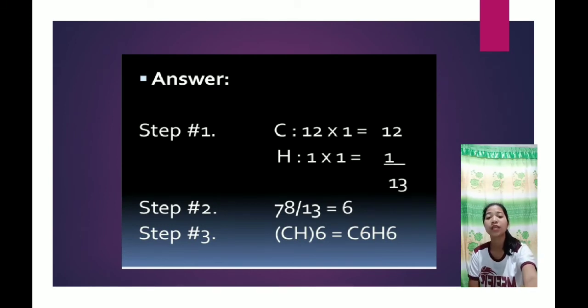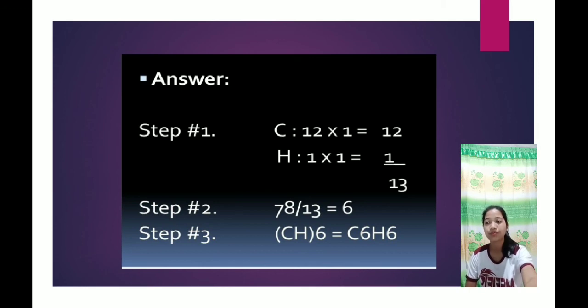So the answer. Step 1, kukuhanin lang natin yung pinaka-given, yung C at H. Ang C ay carbon, H is hydrogen. So, unahin natin ang carbon, 12 times 1. Bakit naging 12? Yung 12 po ay makikita natin sa periodic table. 12 times 1 equals 12. The hydrogen, makikita natin sa periodic table ay 1. 1 times 1 equals 1. So, ipag-a-add lang natin itong 12 plus 1 equals 13.